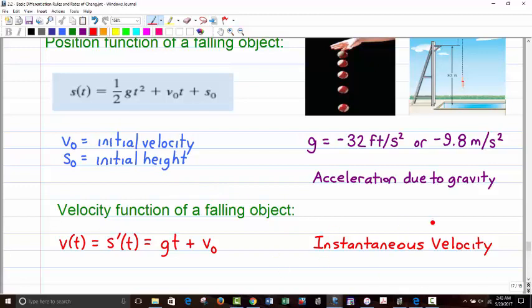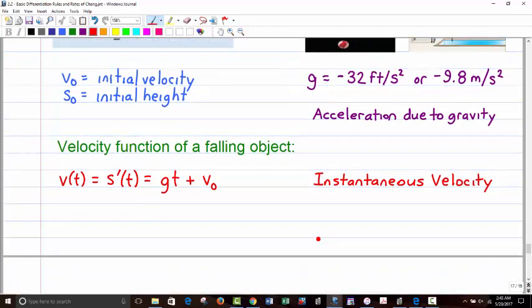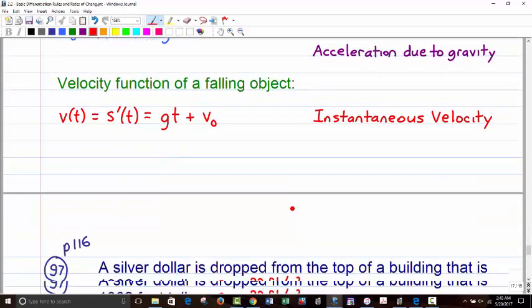If you take the velocity function of a falling object, which is your instantaneous velocity, it would just be the derivative of that position function. So the derivative of 1/2 gt squared with respect to t, the 2 times 1/2 would cancel, so it leaves gt, and the derivative of v0t would just be v0 because the derivative of t is 1. So that's without any numbers in there. That's what the instantaneous velocity equation would look like.